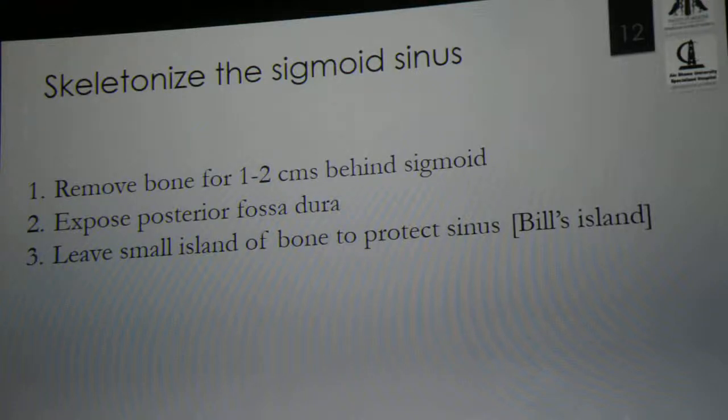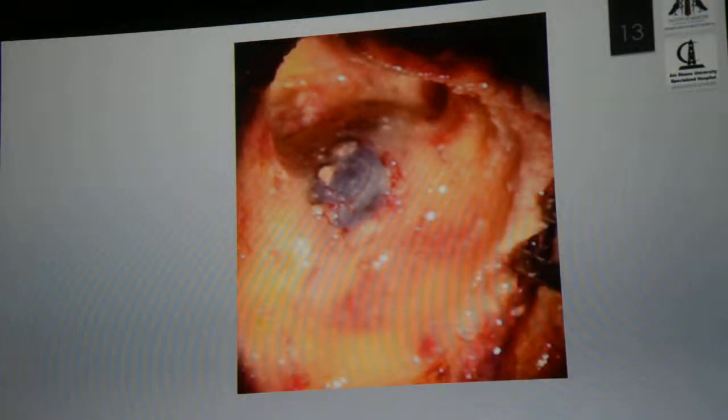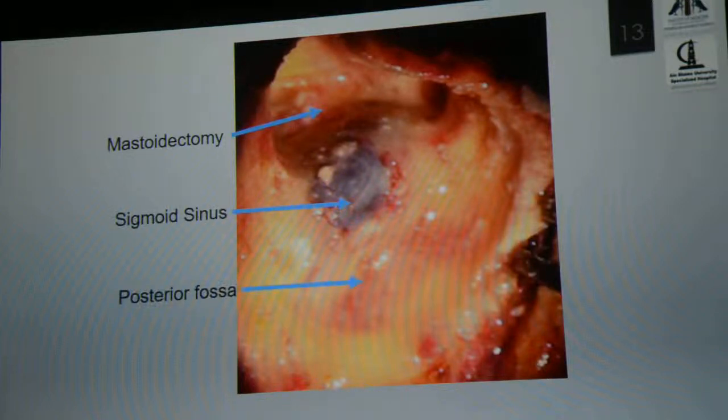What is behind the sigmoid sinus, folks? Posterior fossa dura. So I have soft tissue behind the sigmoid, soft tissue on the sigmoid, and soft tissue anterior to the sigmoid. So I'm going to remove bone behind the sigmoid sinus. So I have the cortical mastoidectomy we made, behind it the sigmoid sinus, and I removed the bone over the posterior fossa dura.